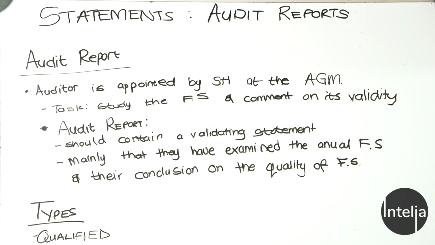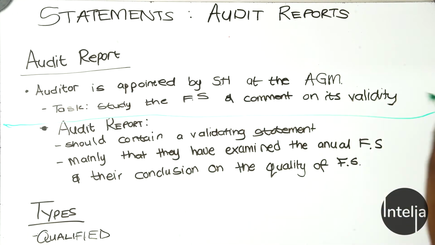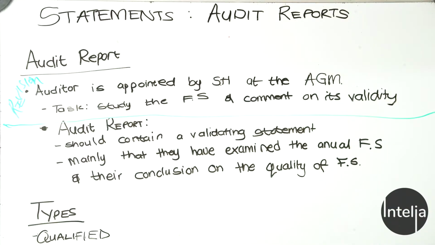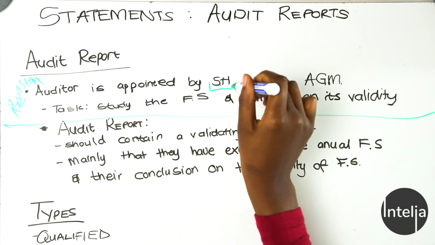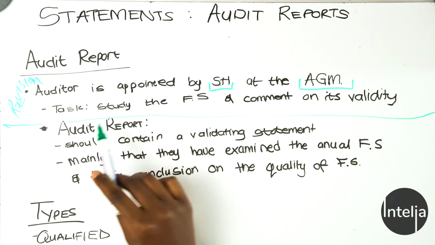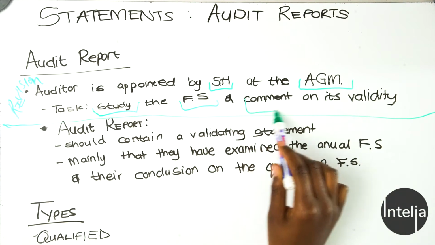Before we go into the explanation of an audit report, we're just going to go into a little bit of revision, because this is basic information that you should know. An auditor is appointed by the shareholders at the annual general meeting, and they are tasked to study the financial statements and comment on the validity of the financial statements. So are they being honestly prepared, or is someone doing funny things, and are there additions of money or more withdrawals than meets the eye?